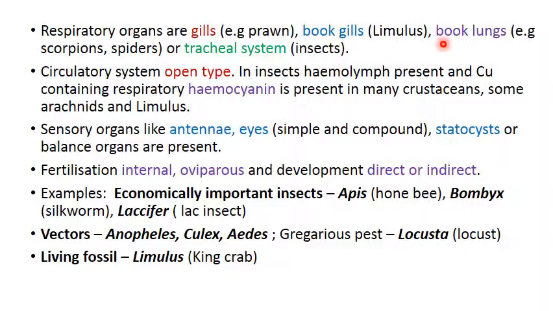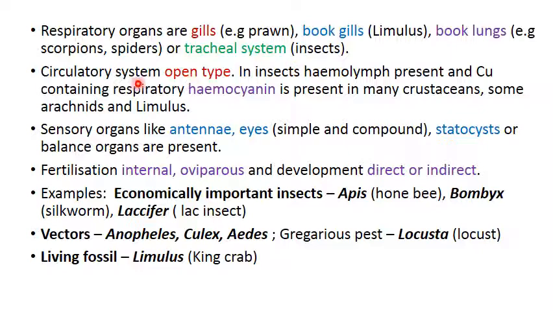The second respiratory organ can be book lungs. These book lungs also have plate-like membranes, just like the pages of a book, but these are internal and present in an air-filled cavity. So they are used for atmospheric gas exchange. Like in some arachnids, such as scorpions and spiders, which have book lungs, or the tracheal system that is present in insects, where a network of tubes goes directly from the outside into the tissues.